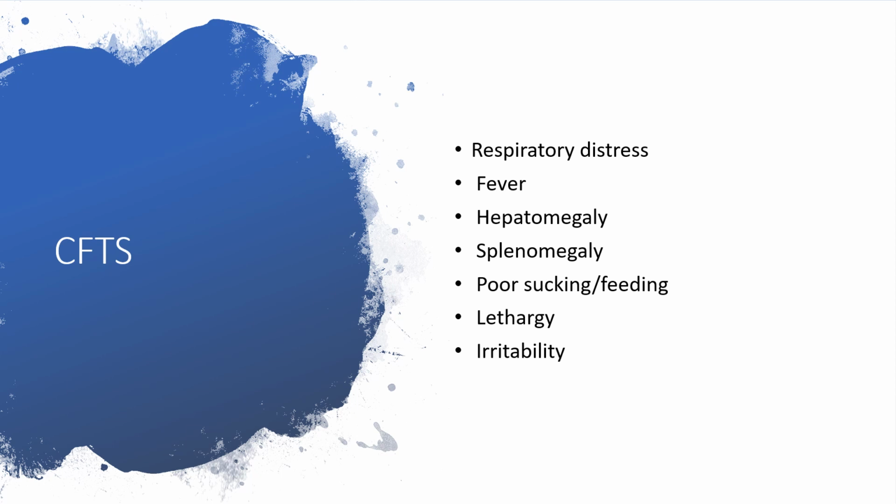What are the clinical features? The affected infant, the neonate delivered with congenital tuberculosis will have respiratory distress, develop fever, and when you check the liver, it's likely there will be hepatomegaly. The spleen will not be spared, with possibility of splenomegaly in them. When you try to feed them, there will be poor feeding or poor sucking, and they become lethargic and of course irritable.